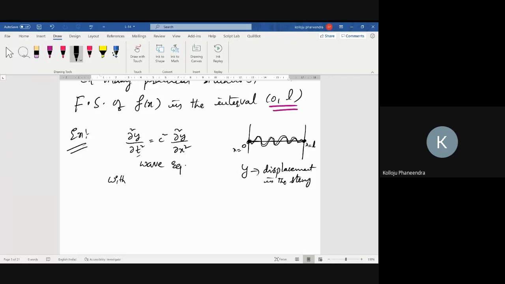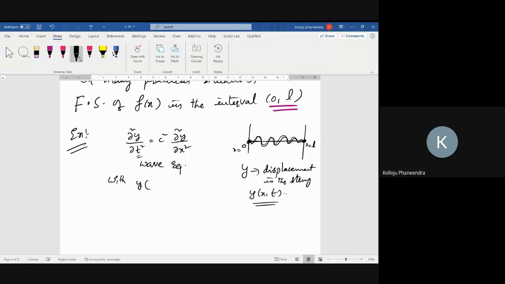And t means time, and x means the distance, the length. So this y depends on what? y depends on x as well as t. That is why we are getting a partial differential equation. Now what are the conditions here?